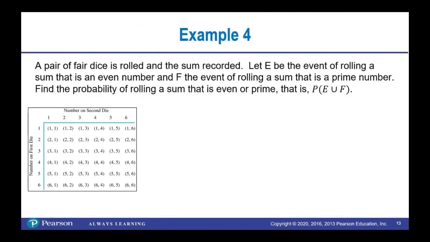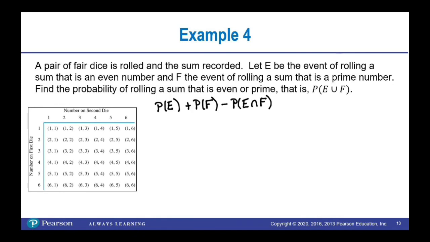Example 4. Again, we're thinking about rolling a pair of fair dice and recording the sum. But this time, event E is an even number, and event F is a prime number. There is an overlap between E and F. So when we're finding the probability of E or F, we have to use the formula that we learned in section 9.1. The probability of even plus the probability of prime minus the probability of both.